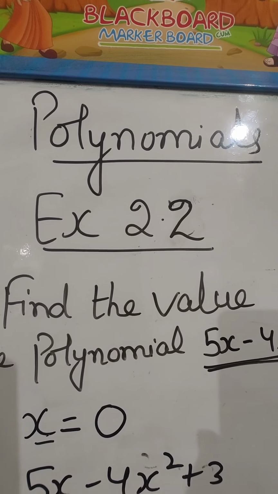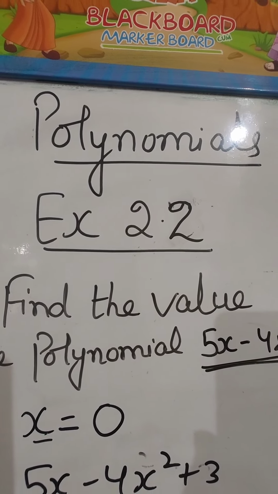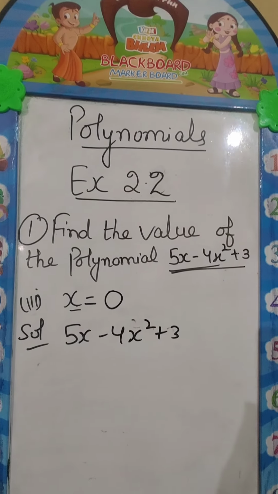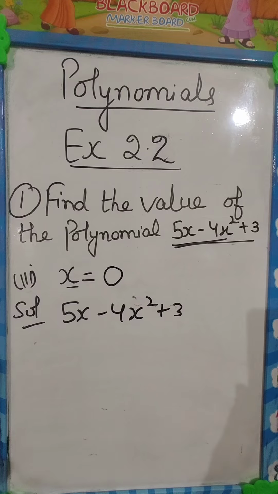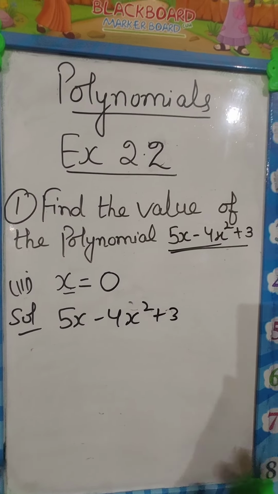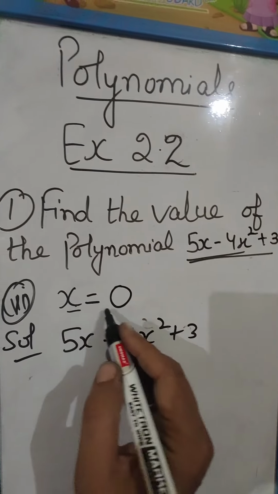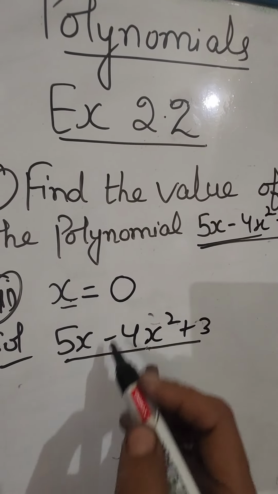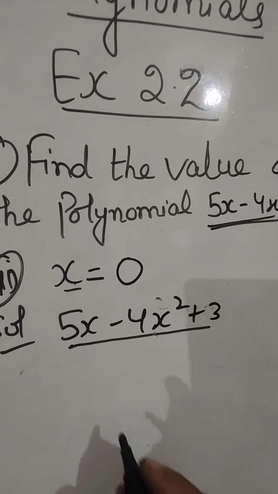Today we are taking chapter 2 of class 9th, Polynomials, and we are going to do exercise 2.2, question number 1. Find the value of the polynomial 5x minus 4x square plus 3. The first part is x equal to 0, so we have to put the value x equals 0 in this. Let us do it.